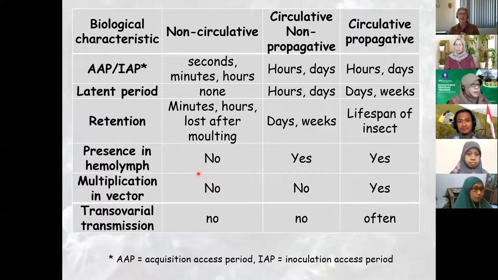The non-circulative types are not present in the blood system, in the body of the aphid. They don't multiply and they're not transmitted to the young. The circulative types are present in the blood system, and the ones that propagate in the vector sometimes even transmit the virus to their young. So two very different types of transmission, but both very, very successful.